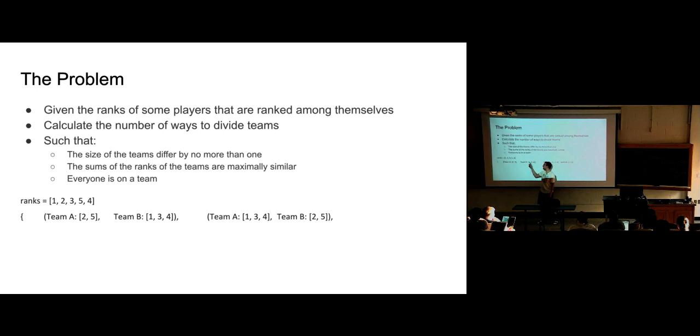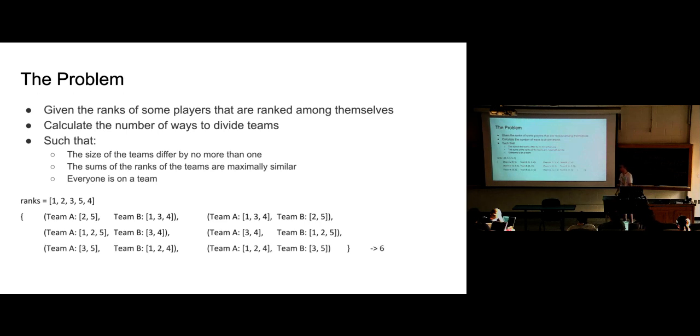So we've got 7 and 8. That's maximally similar, and the size is different by no more than 1. So that's a valid solution. And then, of course, I just used these labels, team A and team B. It doesn't actually matter. We could have labeled it the opposite way. So here, 1, 3, 4 is A, and 2, 5 is B. So these are 2 teams. There's also those teams and those teams. So the answer here is 6. These are all the ways to split up the teams such that we meet all of these requirements.